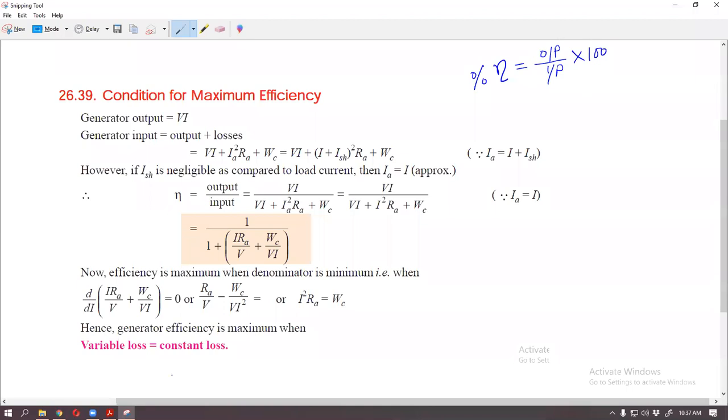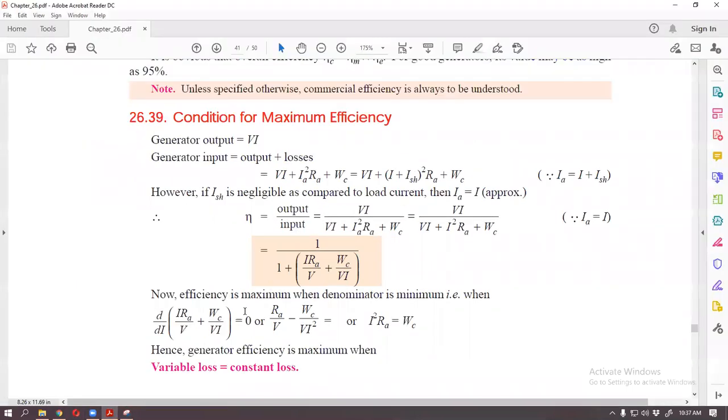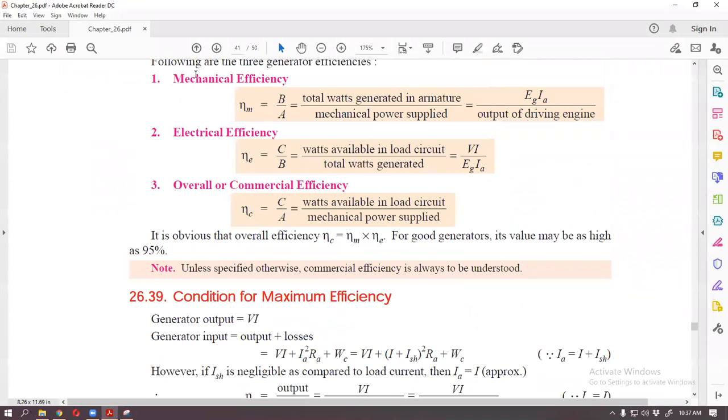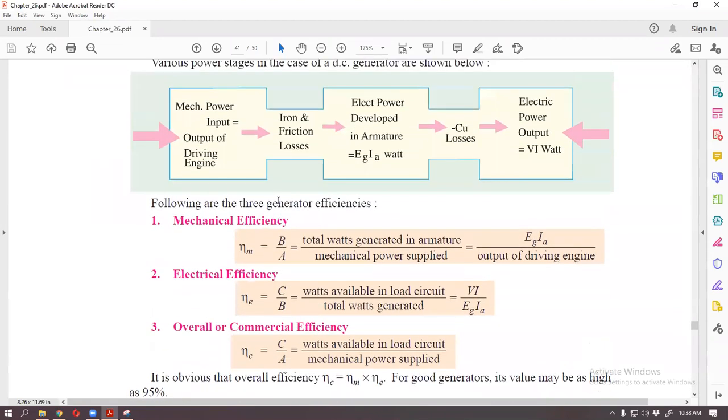This topic is already finished. This is the efficiency. This is eta, mechanical efficiency: mechanical output by mechanical input. This is the electrical efficiency: electrical output by electrical input. And commercial efficiency is the overall efficiency, the last and the first, C by A, the output and the input. This is called overall or commercial efficiency. Okay.